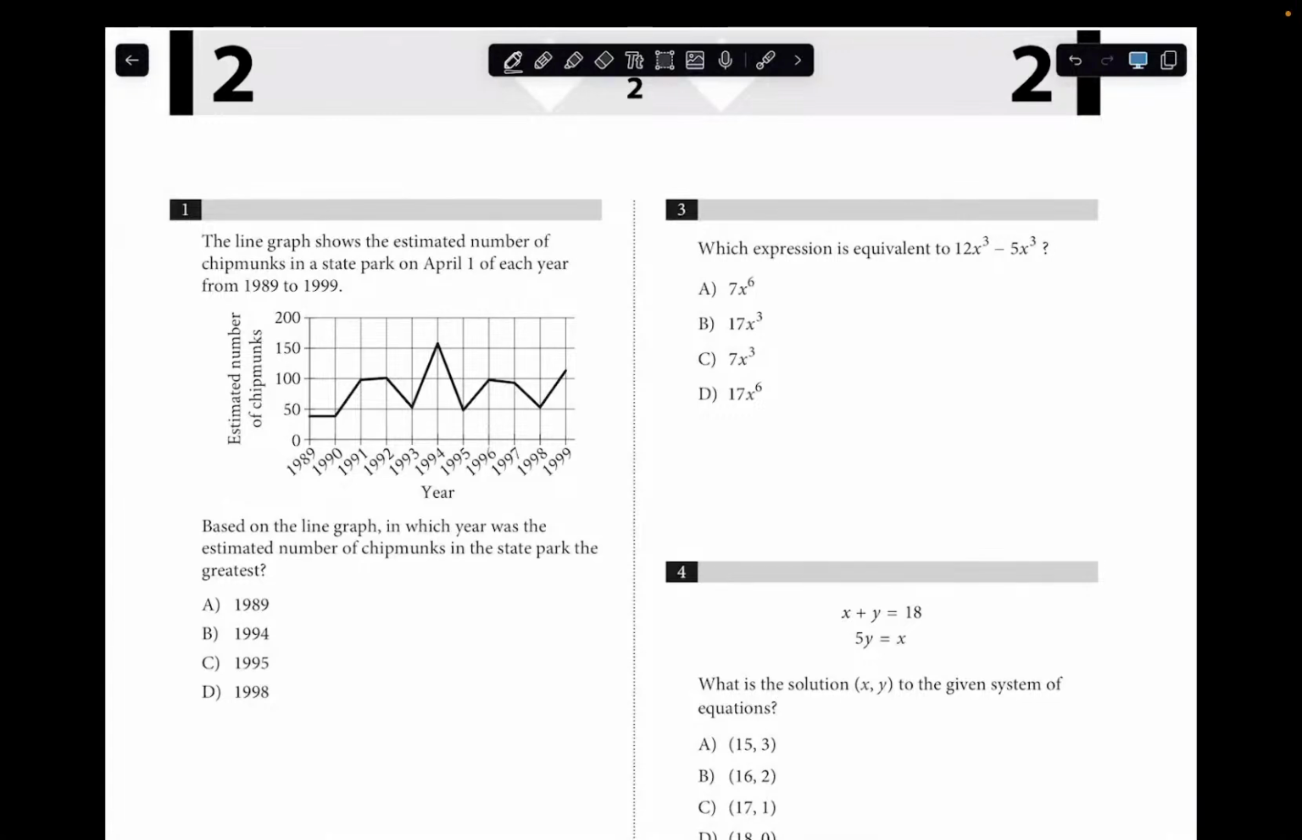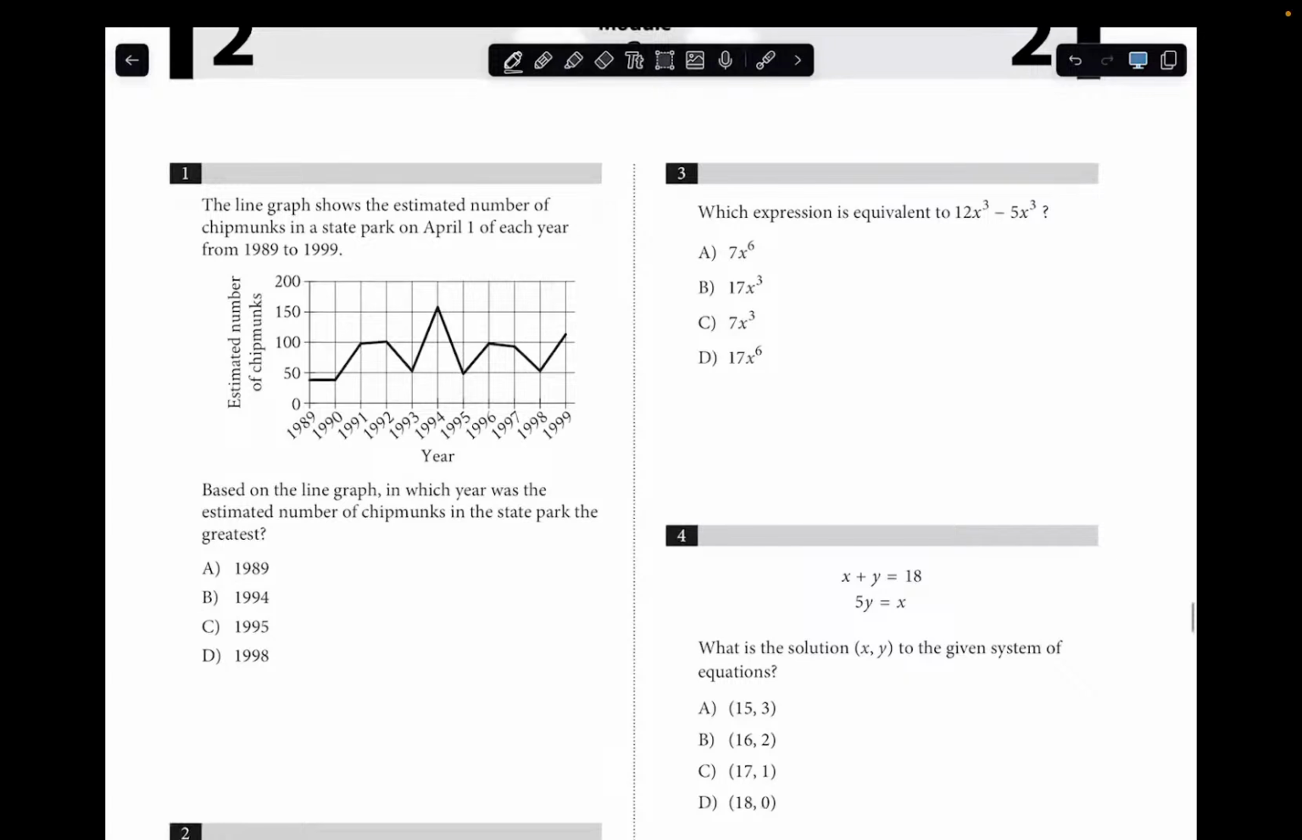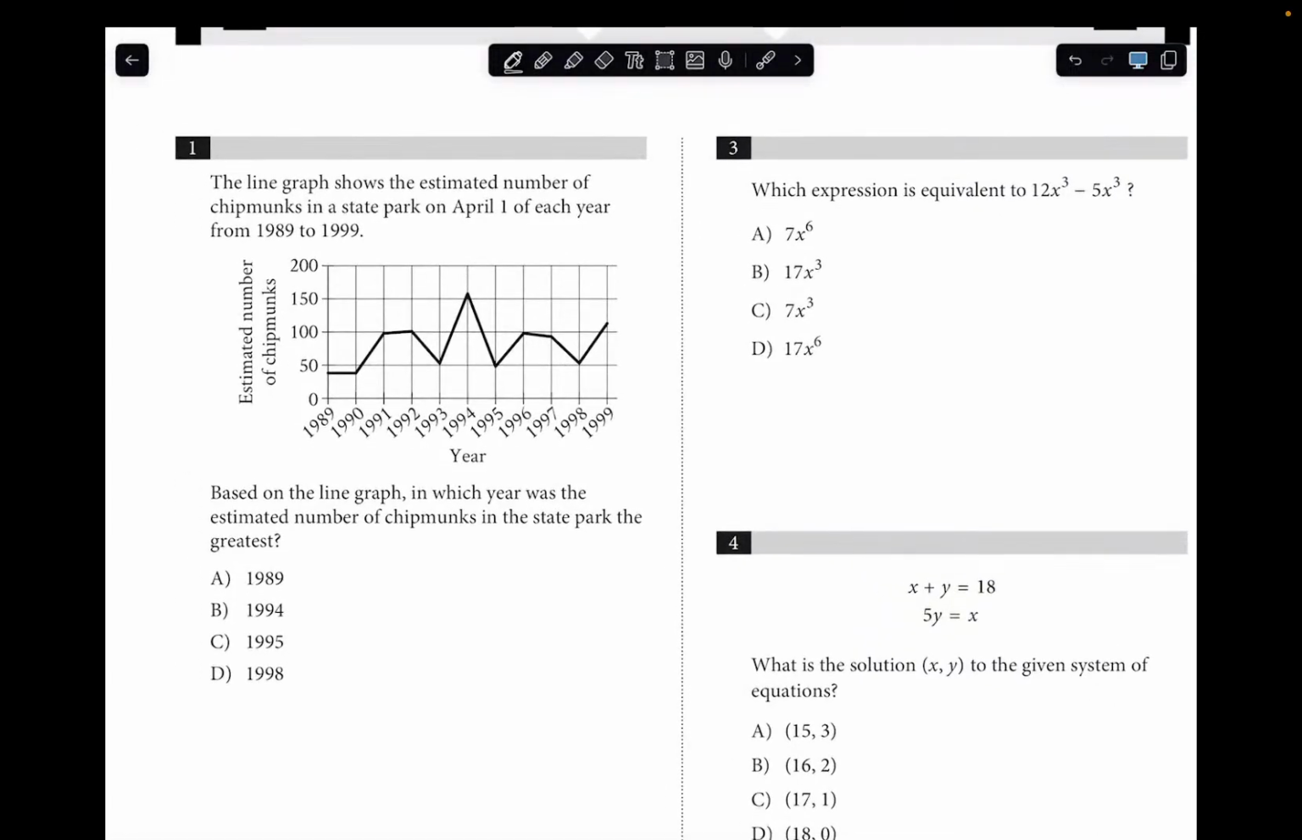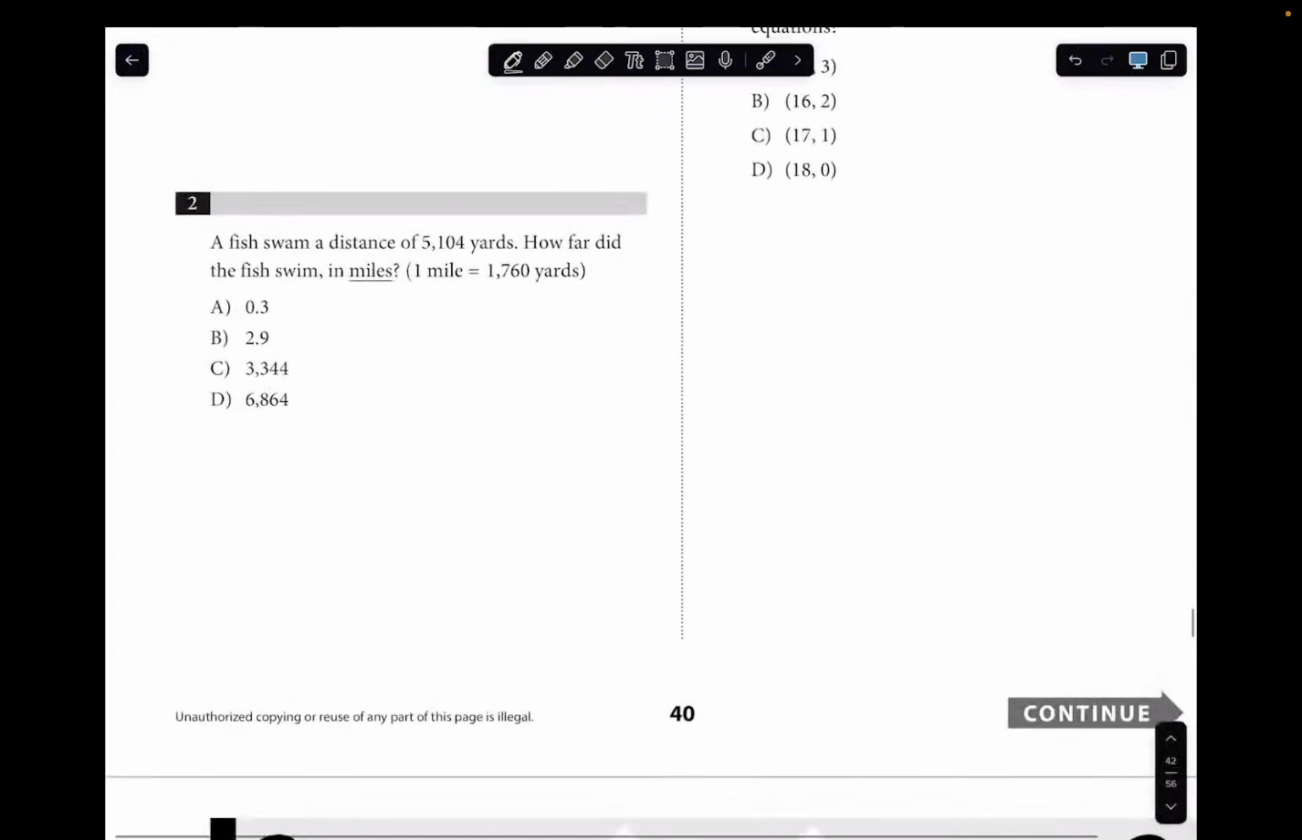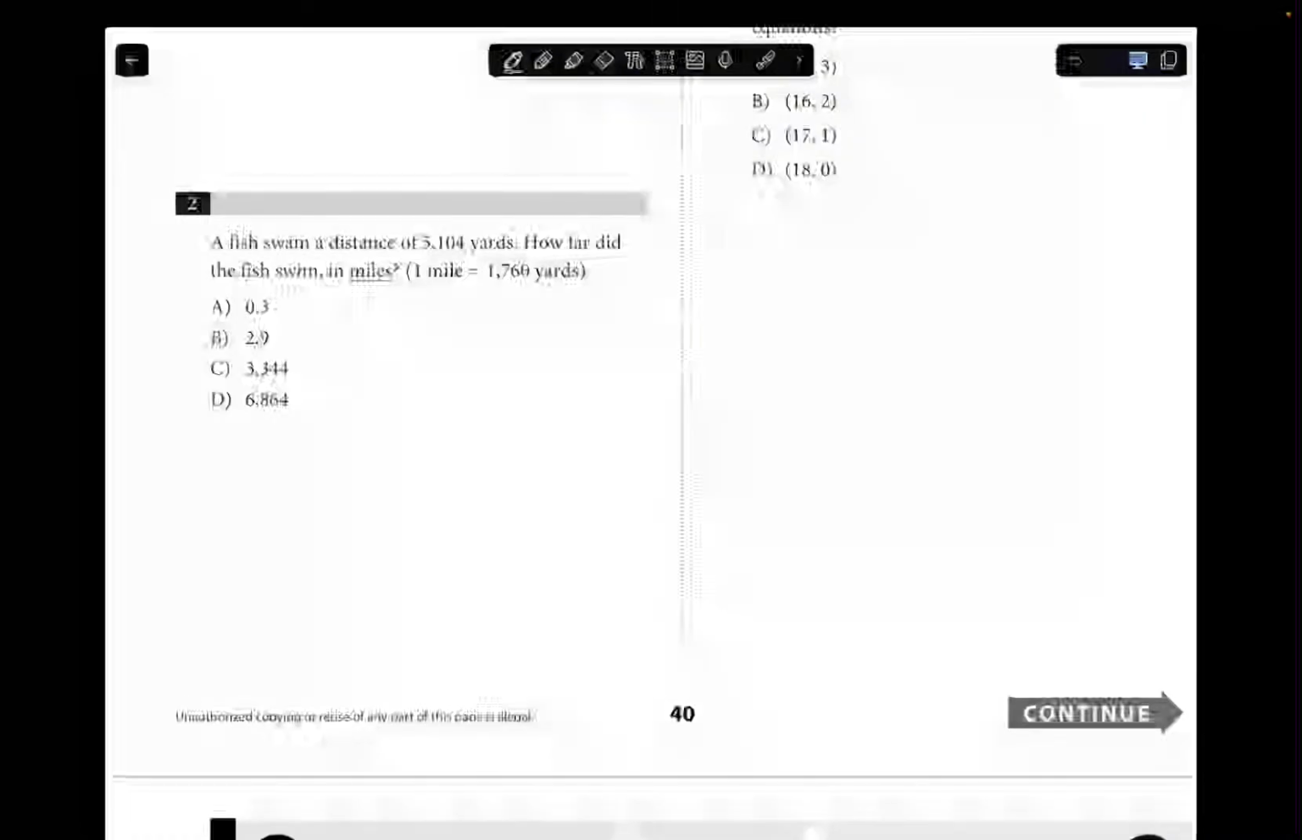All right, let's finish this out. 1, the line graph shows the estimated number of chipmunks in a state park on April 1st of each year from 1989 to 1999. Based on the line graph, which year was the estimated number of chipmunks in the state park the greatest? Duh, right? 94. 2, a fish swam a distance of 5104 yards. How far did the fish swim in miles? So 1 mile equals 1760 yards.